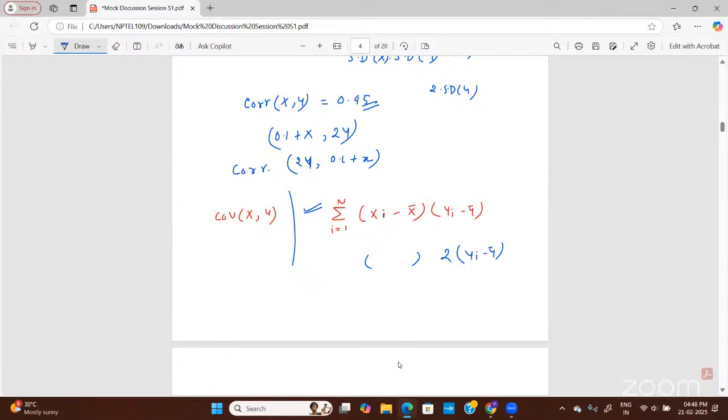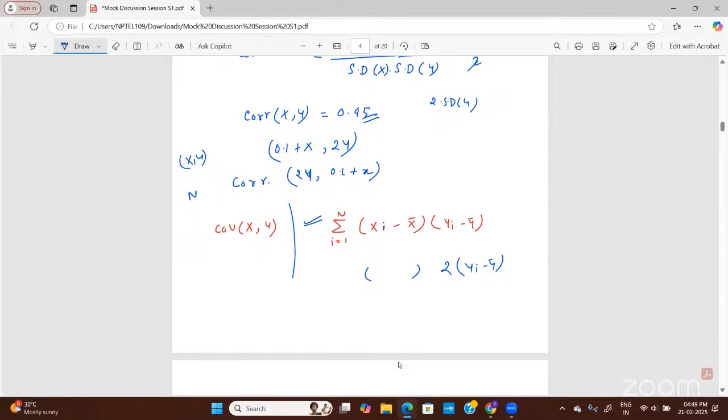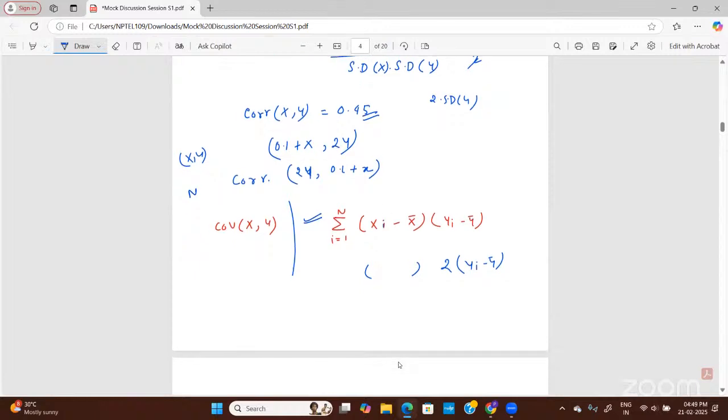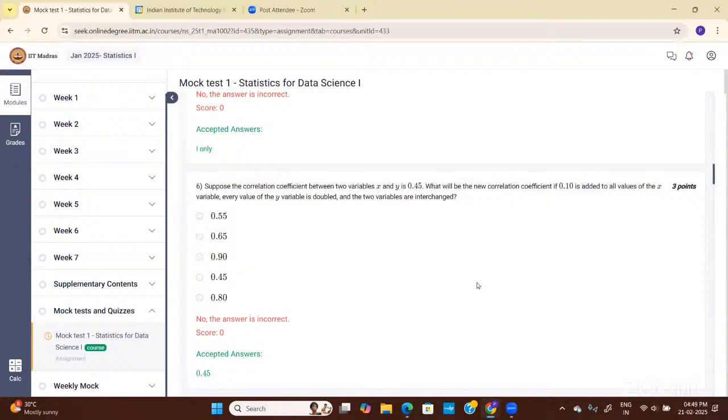Why 2? Because it's x and y? We have two variables, but capital N is the total number of values in the data set, not the number of variables. So we have to divide by capital N here. But that is not given here in the question. If you have to find covariance and correlation, the data set or the information will be given to you. Then only you can find it.